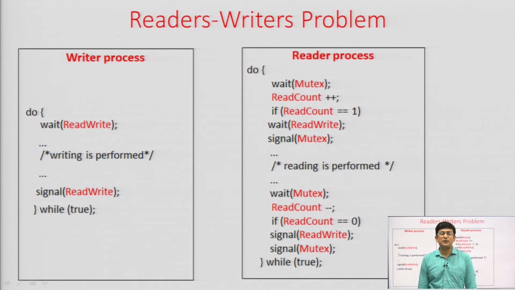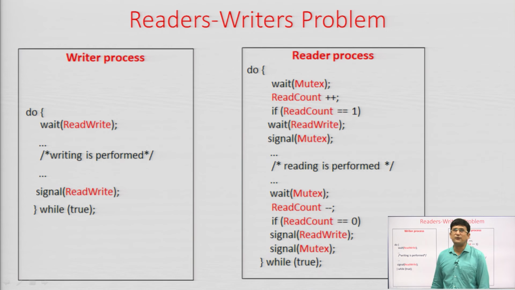So, now first the writer process, what will the writer process do? It will just check if the read write semaphore's value is 1 or 0. If it is 0, it means already someone is writing. So, do not try to write, keep waiting until the other writing operation gets completed. So, wait till read write semaphore value comes 1. When it comes 1, it means no one is reading, no one is writing. Enter the critical section and do the write operations.